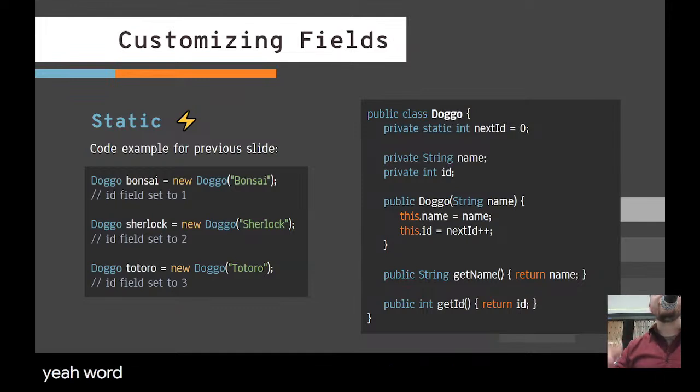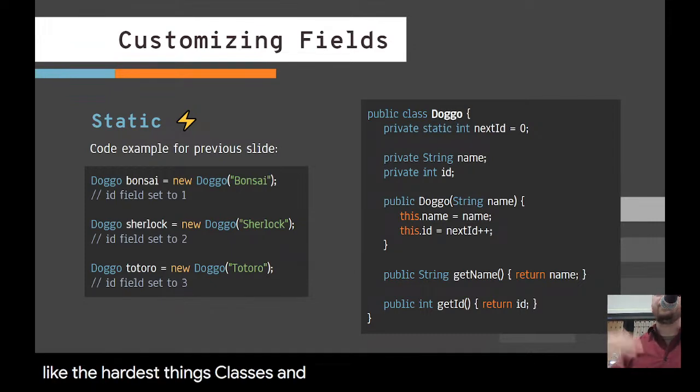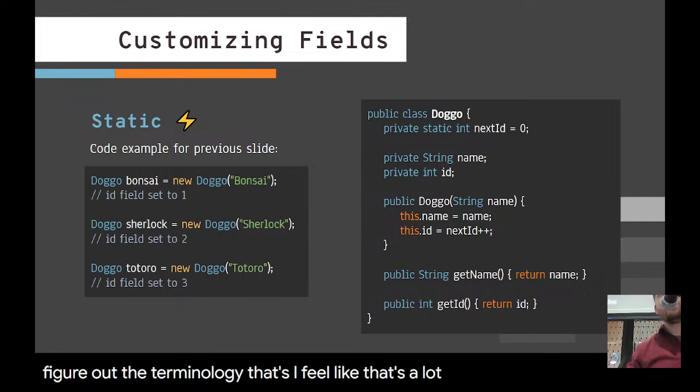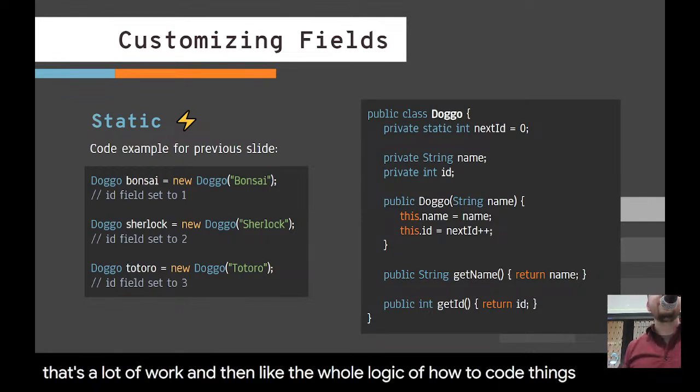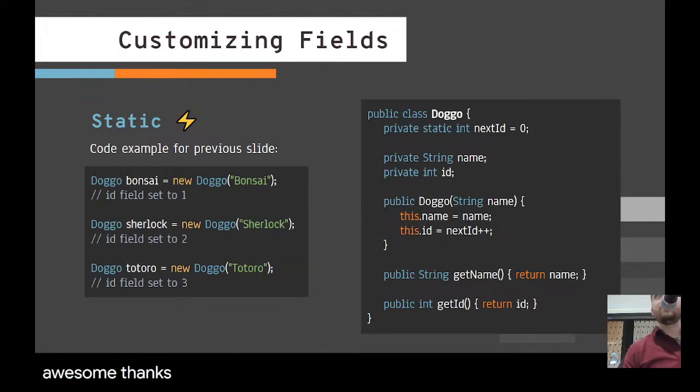Yeah, wording is, in my opinion, maybe it's because I struggle with language in general, but wording in coding is always like the hardest thing. Like figuring out how to name things like variables and classes and figuring out the terminology. I feel like that's a lot of work. And then the whole logic of how to code things is tough, but right. Cool. Awesome. Thanks for the question.